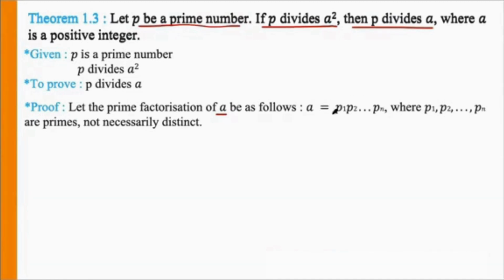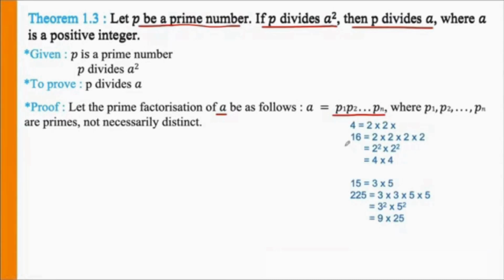So let the product of all the prime numbers be written like this: P1 into P2 into till Pn, where P1, P2, till Pn, all these variables that we have taken, are prime numbers, not necessarily distinct. That means they could be repeating also.